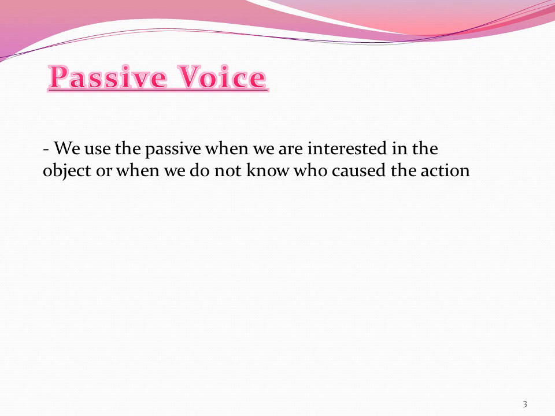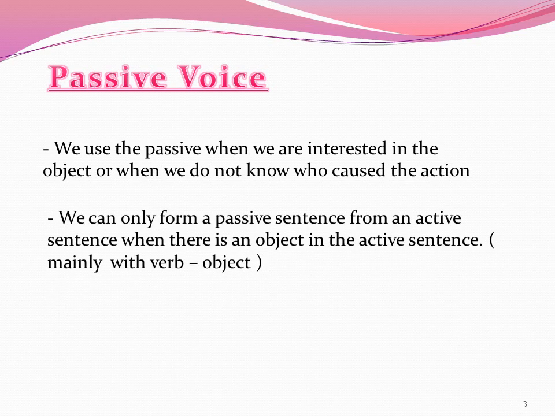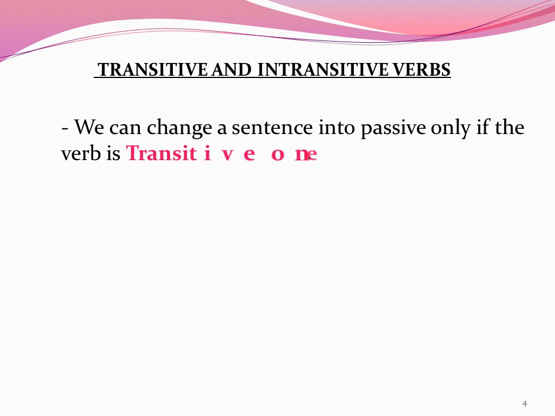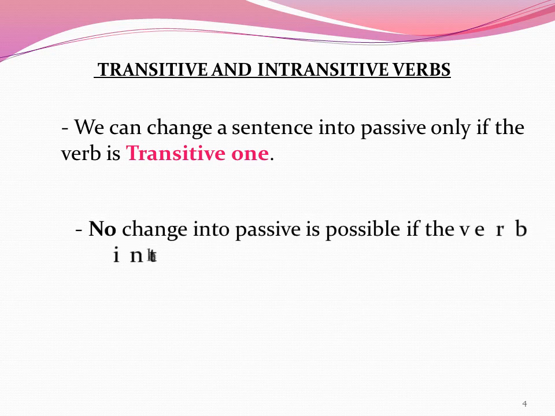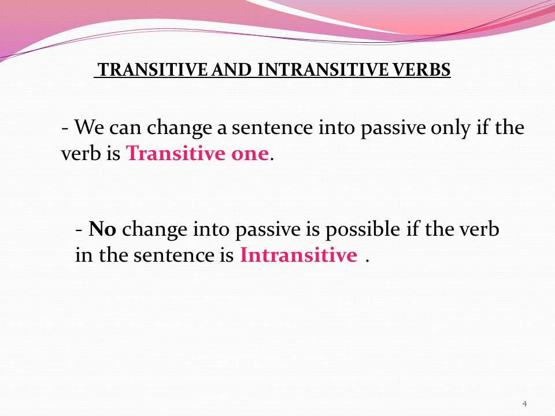In passive voice, we use the passive when we are interested in the object or when we don't know who caused the action. We can only form a passive sentence from an active sentence when there is an object in the active sentence, which is mainly with transitive verbs. We can change a sentence into passive only if the verb is transitive, which means no change into passive is possible if the verb in the sentence is intransitive.